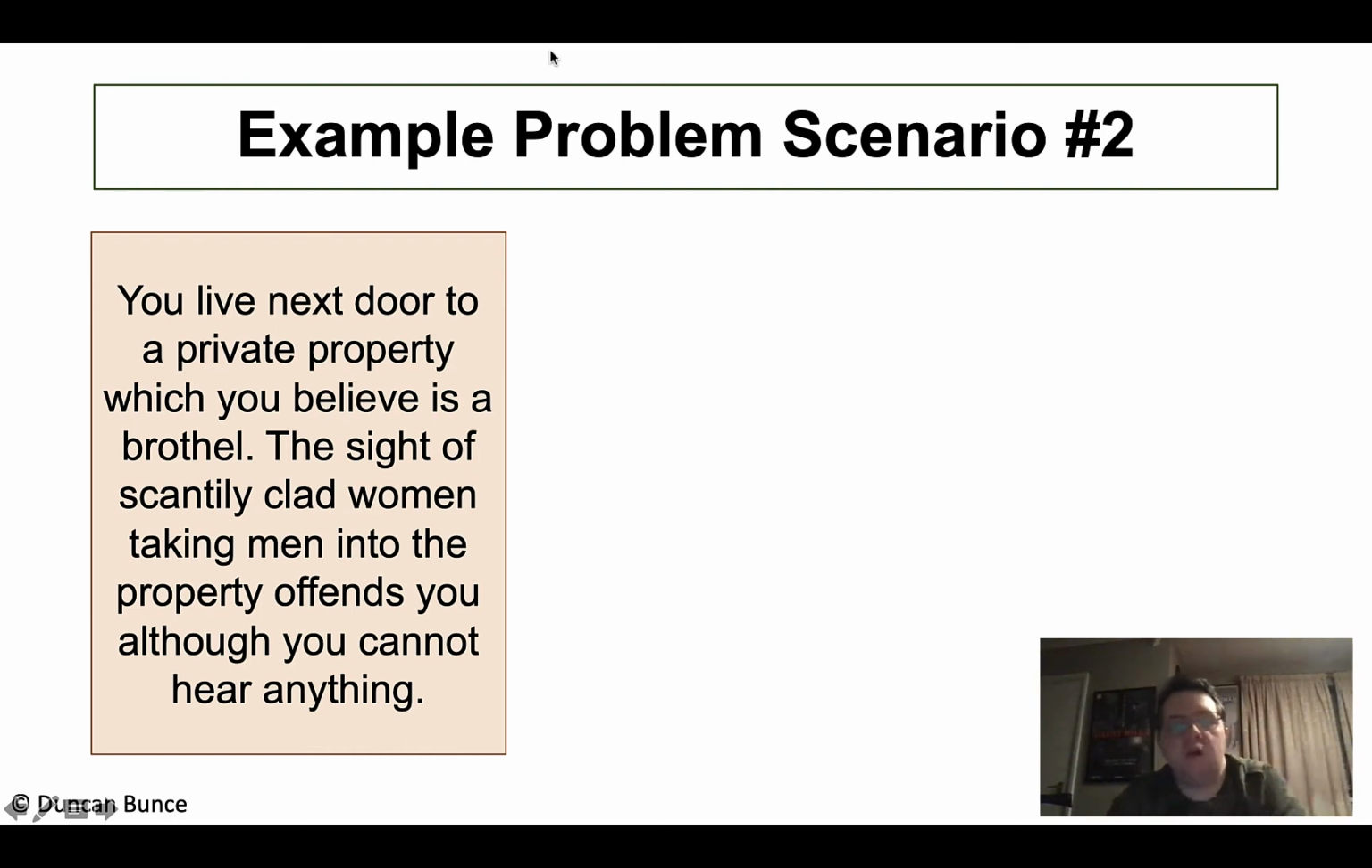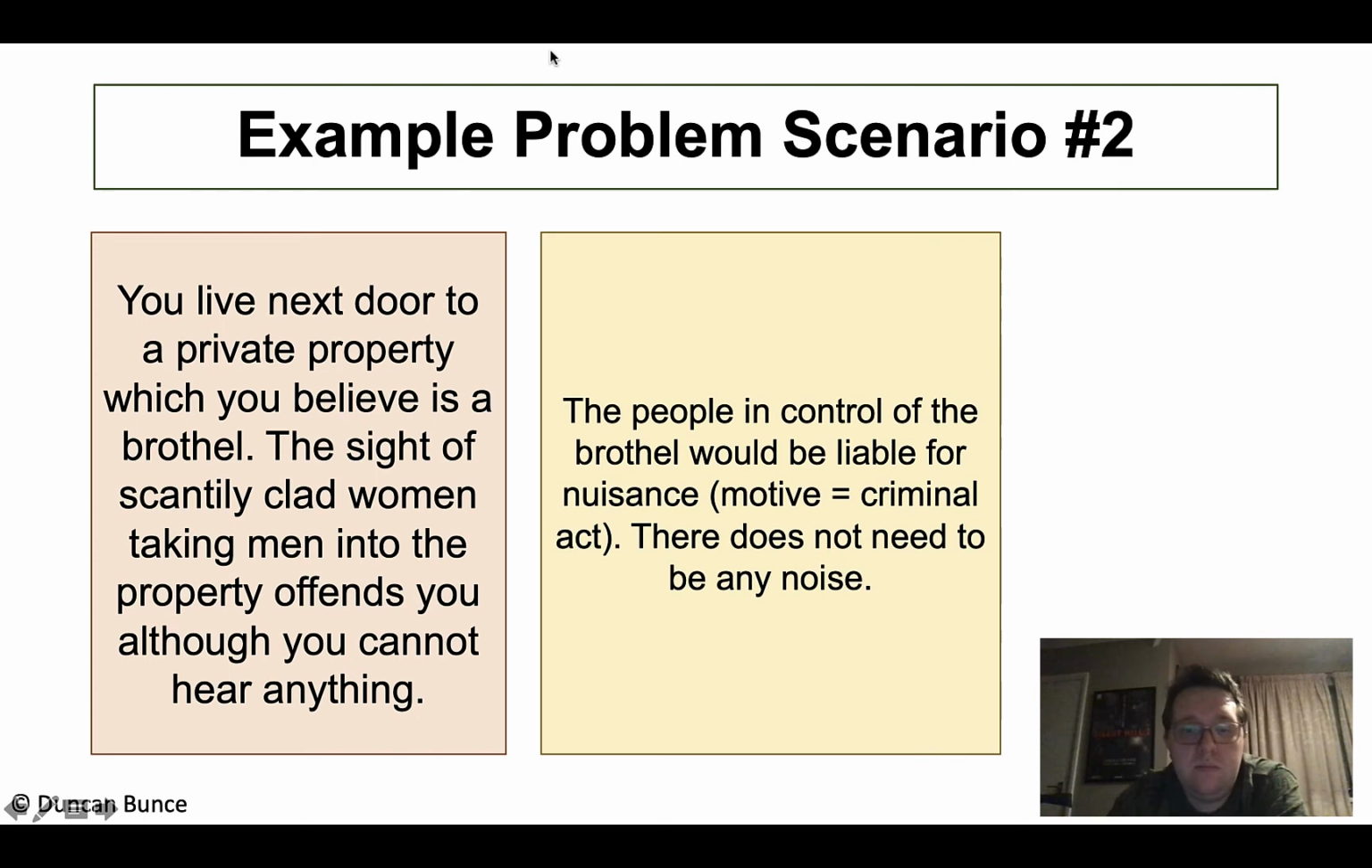Again, going through the criteria, what conclusion can we draw? Well, the people in control of the brothel would be liable for a nuisance. In fact, here it is, of course, as you know, illegal to manage or run a brothel, although prostitution may not be illegal in the UK, or rather England and Wales here. Running a brothel is. So there doesn't need to be any noise, and so it is an unreasonable use, and furthermore it's actually a criminal act, but there we are.